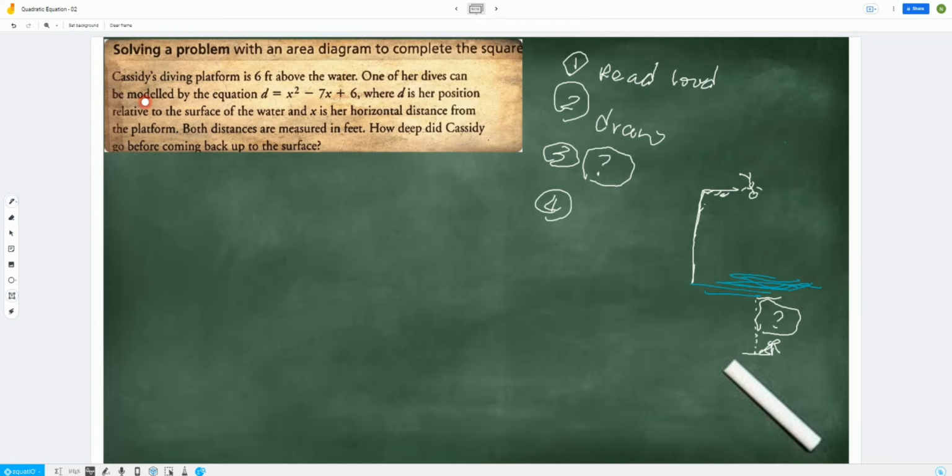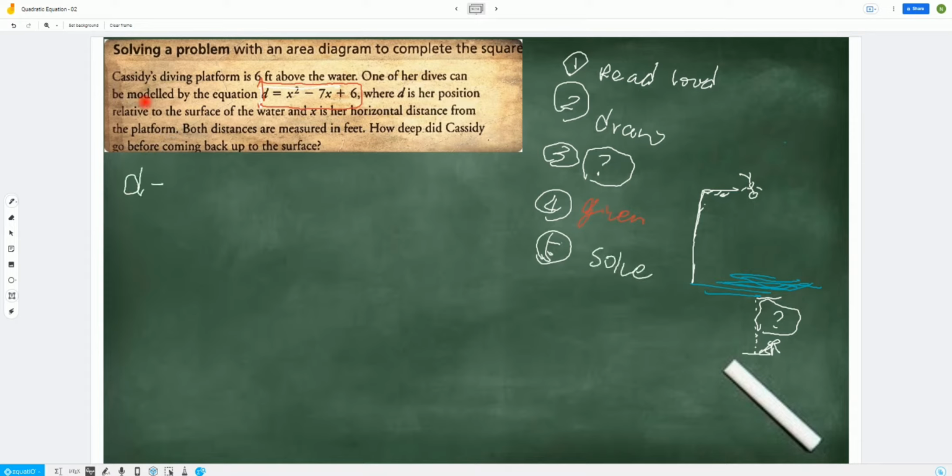The given: look at the question again. Let me change to another color for this important relationship: d equals x squared minus 7x plus 6. d is the position relative to the surface. x is the horizontal distance. Okay, that's the list of given values. And next, fifth, we solve the question.